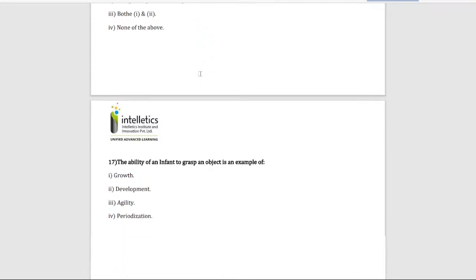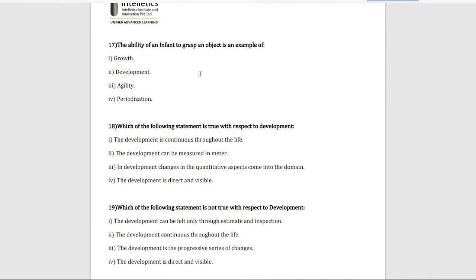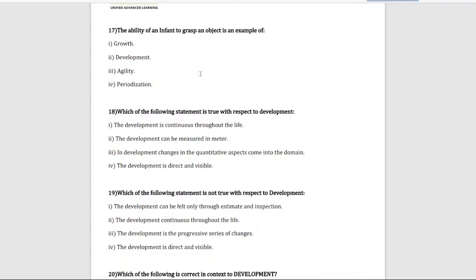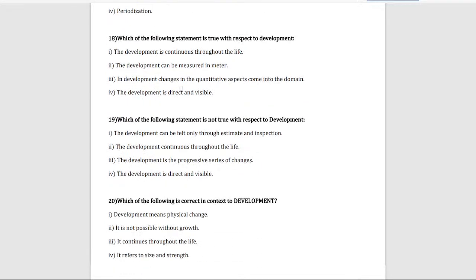Now, coming to question number 17, the ability of an infant to grasp an object is an example of dash. First, growth. Second, development. Third, agility. Fourth, periodization. And the correct answer for this question is development. The ability of an infant to grasp an object is an example of development.